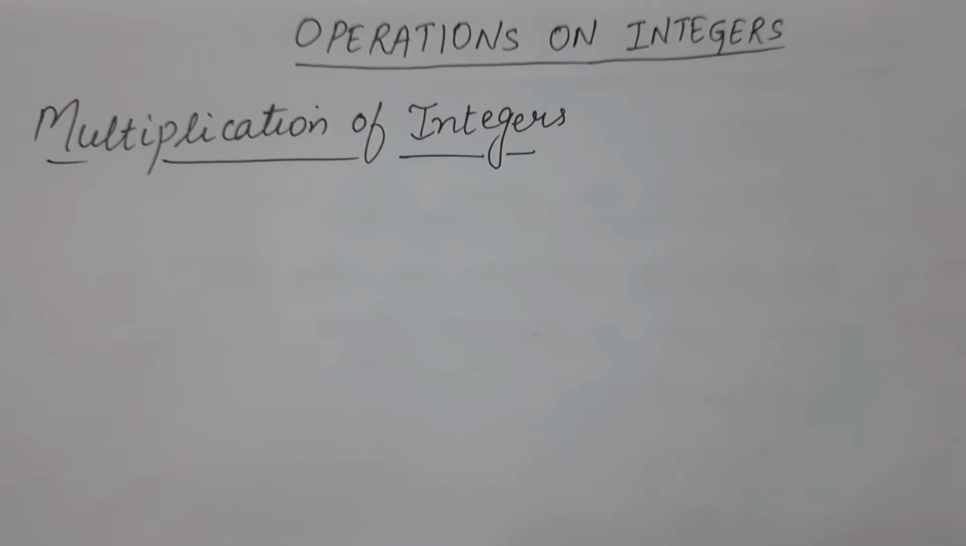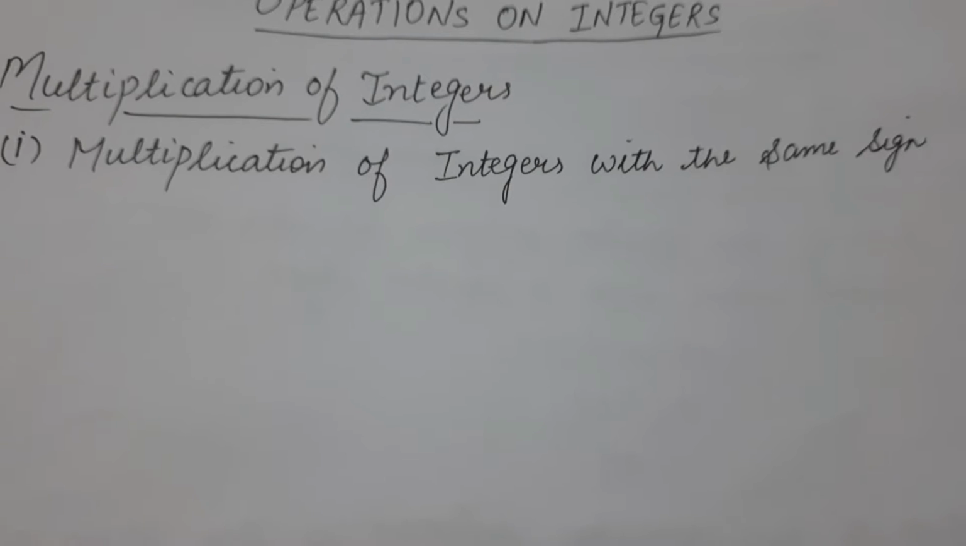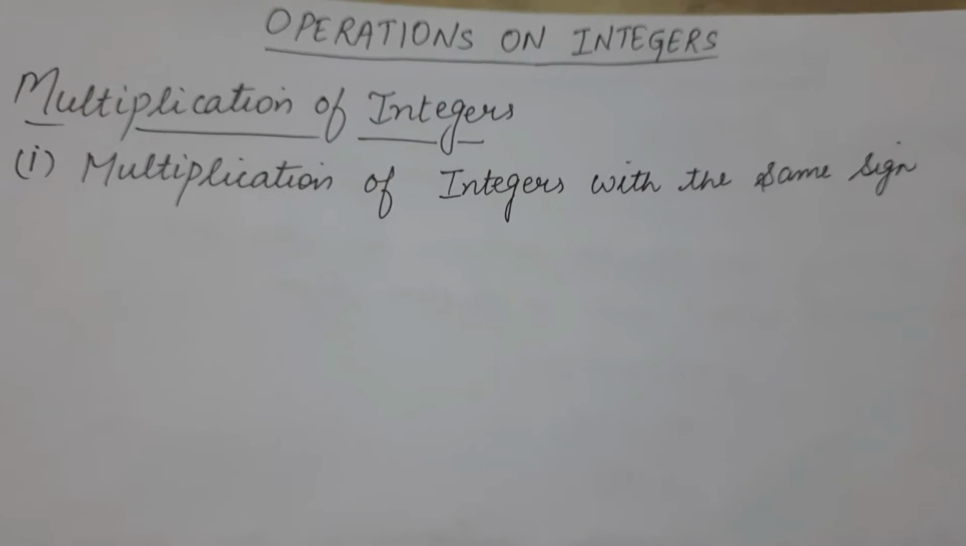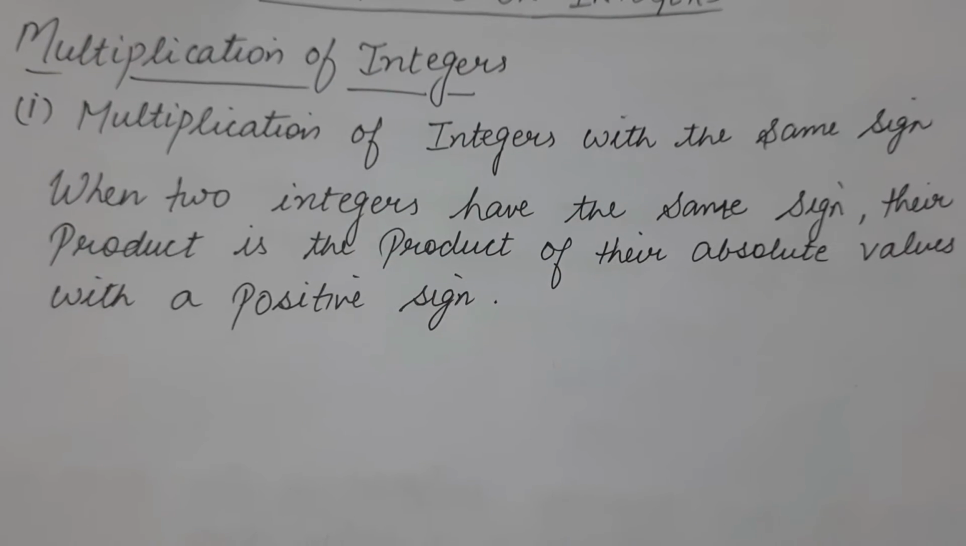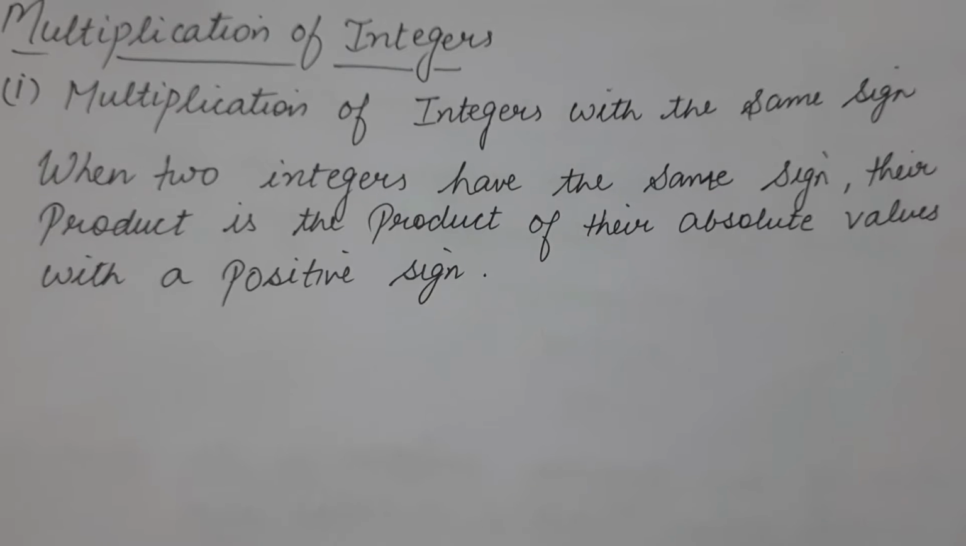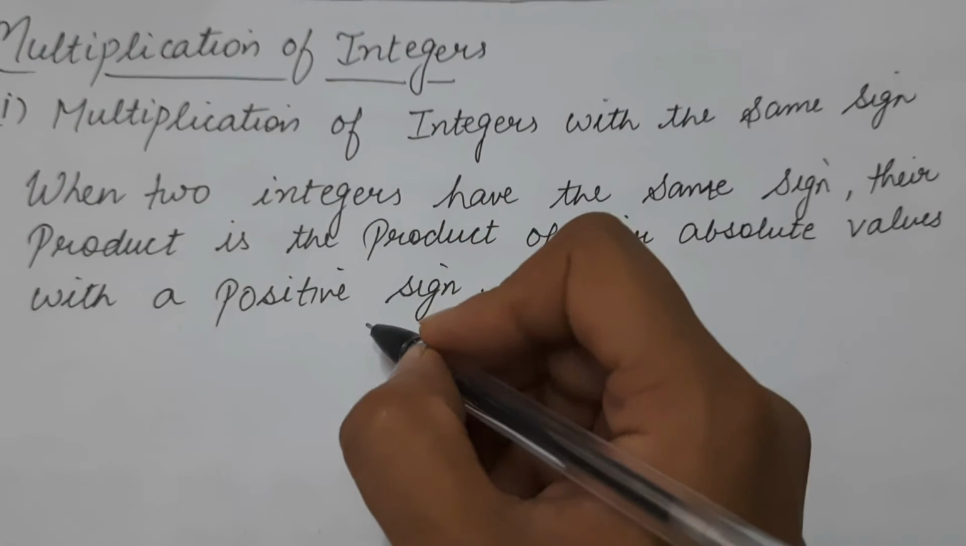Next comes multiplication of integers. First is multiplication of integers with the same sign. If both the integers have the same sign, then how do we multiply? When two integers have the same sign, their product is the product of their absolute values with a positive sign. Okay, I will explain with an example.